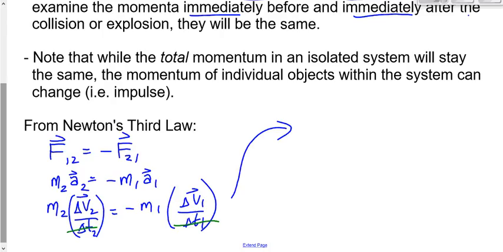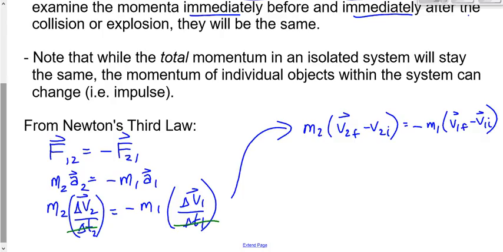Now, let's replace delta V with Vf minus Vi. So it becomes m2 times (V2F minus V2I) equals negative M1 times (V1F minus V1I). Looks a little bit more complicated, but it's really the same thing. Delta V is Vf minus Vi. Delta V2 is V2F minus V2I.